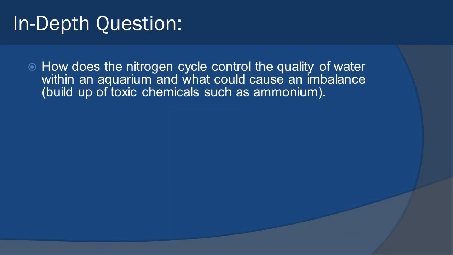Okay, it's now time to throw it back to you. I'm hoping that you're really starting to see the connectivity of everything that we're talking about here, and we're going to bring in some of our aquariums now for this in-depth question. How does the nitrogen cycle control the quality of the water within an aquarium? And what could cause an imbalance, basically a buildup of toxic chemicals, such as ammonium, that could potentially cause fish to die? So think about that, write about it, and explain it. And until next time, keep thinking.